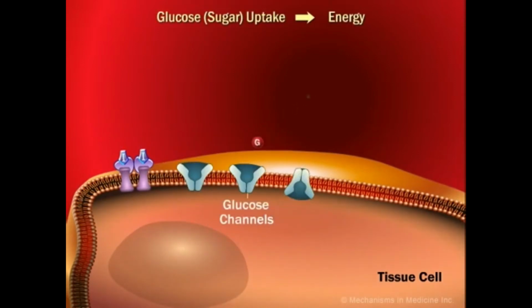Glucose enters the cell through a process called facilitated diffusion.